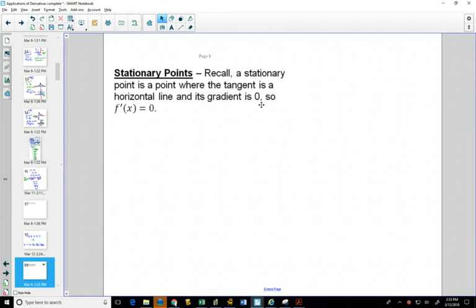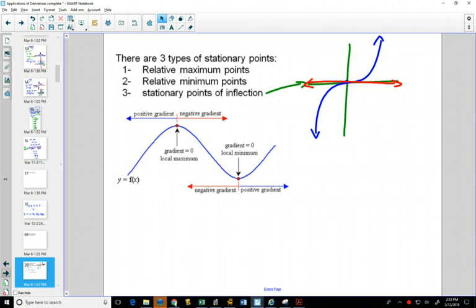All right, stationary points. We've already talked about stationary points. That is where you have a tangent being horizontal. So we're going to classify some things today, look at some more definitions. We know two stationary points. We're going to get introduced to a third one called a stationary point of inflection.